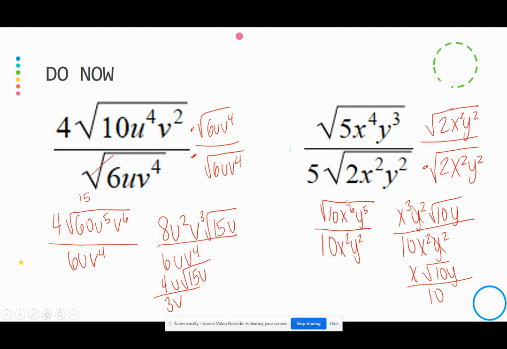Now we look, how many 2's are in 6? 3, so we take it out. How many 2's are in 5? 2, but we still have 1 on the inside, and 10 does not have any perfect squares in it. Now we have to simplify. X to the third and x squared gives me just an x. Y squared and y squared cancel out, and then we just leave everything else where it was.